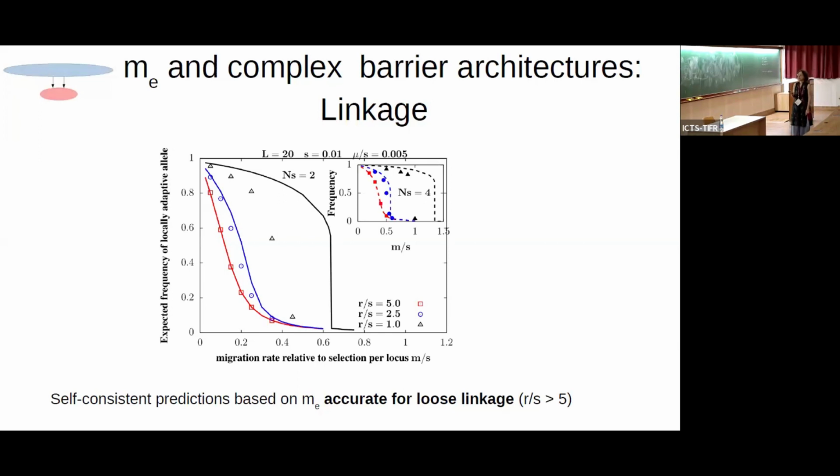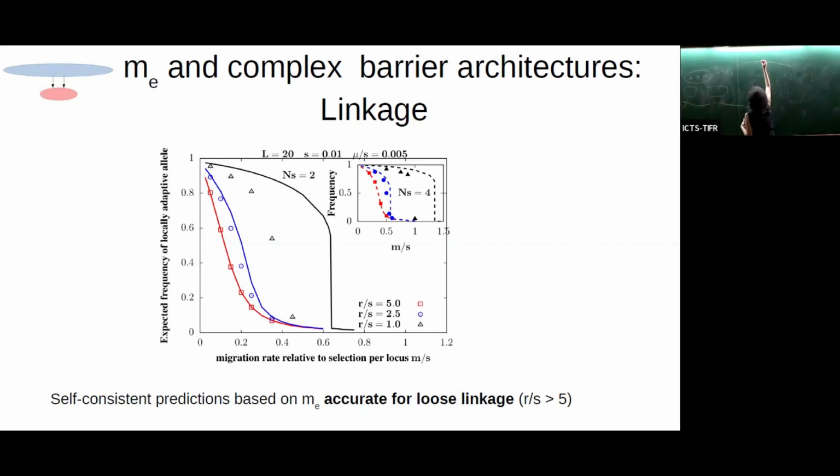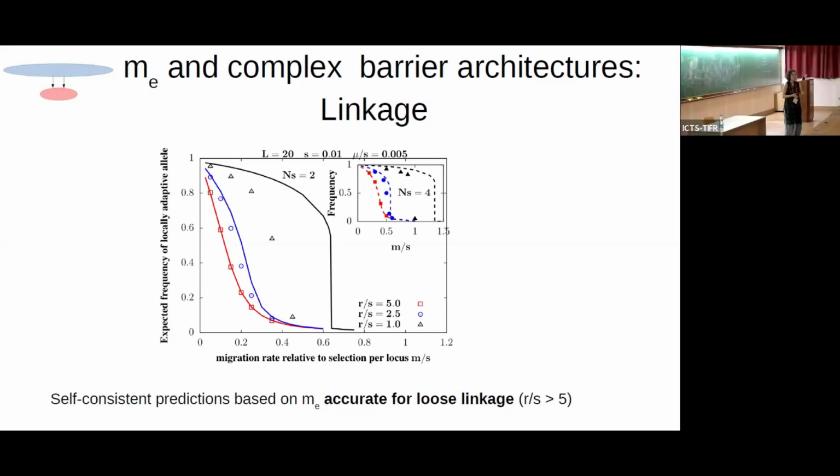Basically, I'm averaging differentiation along the genome and just plotting it as a function of m by s. But the different colors now correspond to different levels of recombination. So red is where the typical, if you think of a genome, there is some typical rate of recombination R between adjacent loci, and if S is the typical selective effect per locus, then the theory applies for loose linkage.